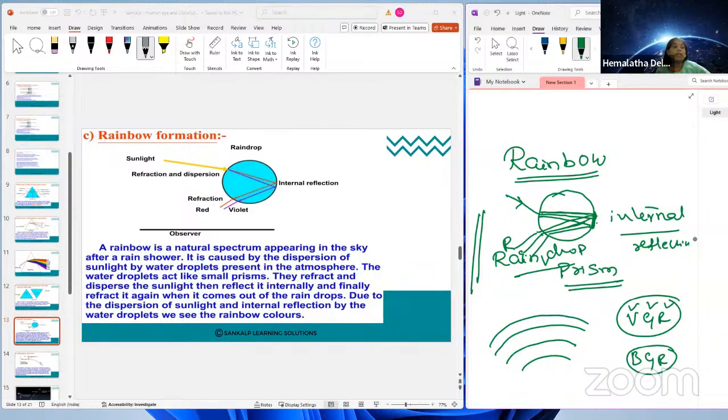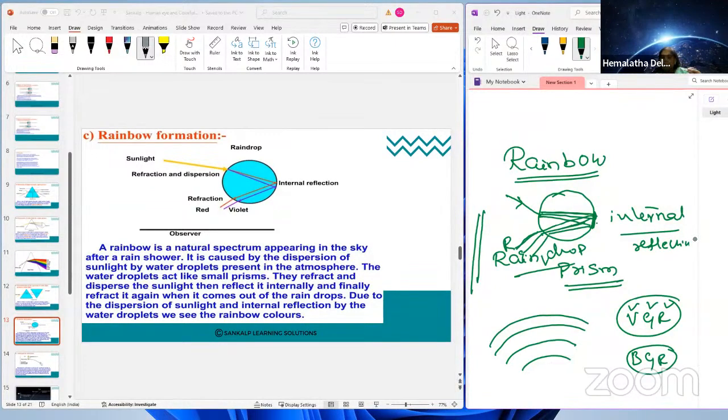So what phenomena happen inside the raindrop? One is refraction, the bending of light. Next is dispersion of light. Next is total internal reflection of light. All these phenomena take place. Then the dispersed light comes out of the drop, and again refraction takes place. But usually the rainbow happens due to the dispersion of light only, though all these phenomena are possible.